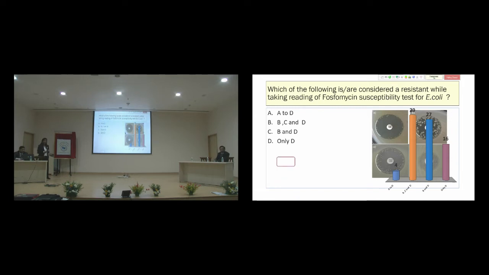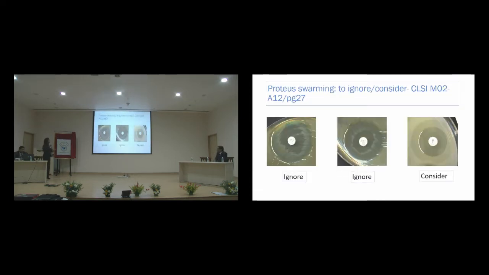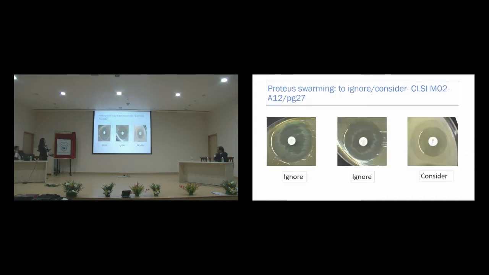Thank you. It helps understanding. Yes. So this was about fosfomycin reading in E. coli, where the last one is considered resistant. The first three, you take as sensitive because you ignore all colonies inside the outer zone edge. This picture shows Proteus swarming, so ignore the thin veil of growth. First and second, you just ignore the Proteus swarming. Here, in the third one, you consider the more obvious zone of inhibition.